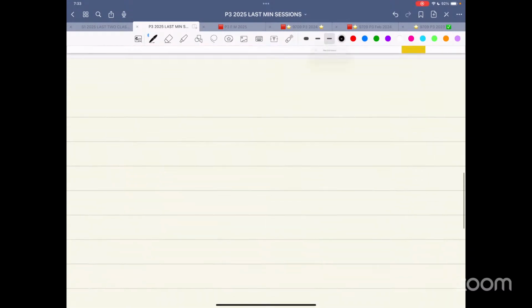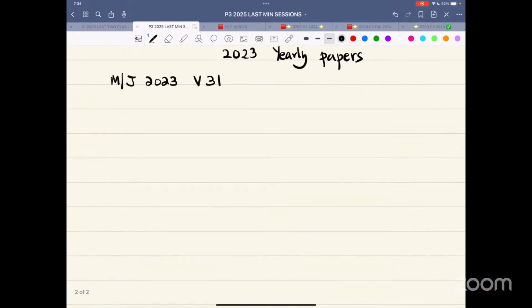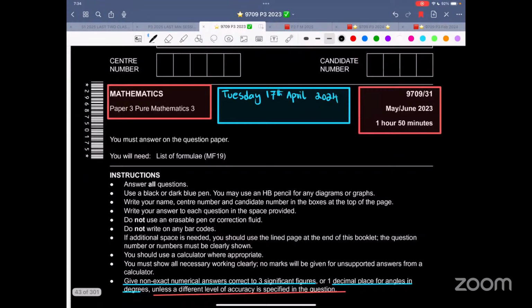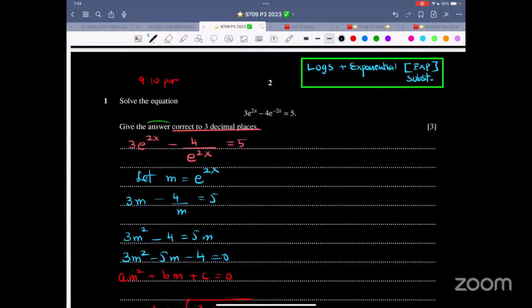So now I'm focusing on 2023 yearly papers. Let me start with May-June 2023, the first variant, which is 31. Then we will break it up into the things that we need. Let me pull this over here. It's close by. Now we are looking at this. So 1 year and 1 day. This is what we practiced on one of the online learning platforms.